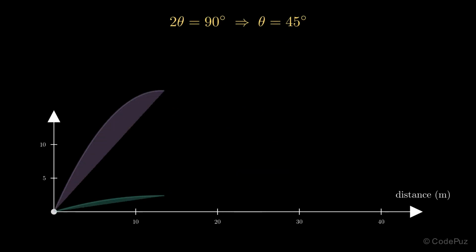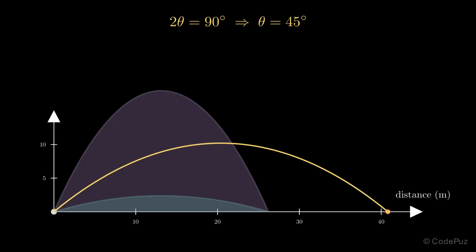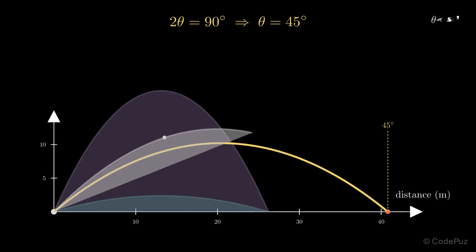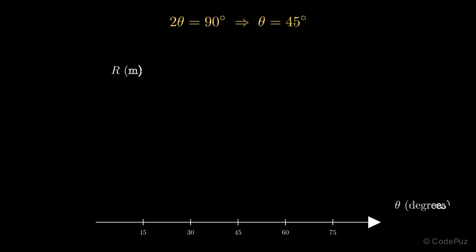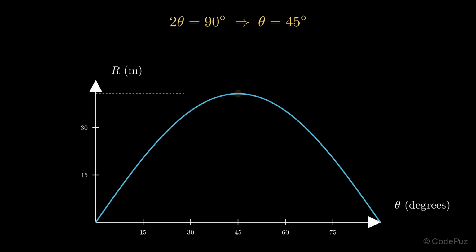Watch the 45-degree shot. It clears both the flat and the steep attempts, landing the farthest, about 40.8 meters. Still not convinced? Let's fire 5 more angles at random. Every one of them lands short of the yellow line. 45 degrees keeps its crown. And the range curve confirms it, rising to a single peak exactly at 45 degrees.